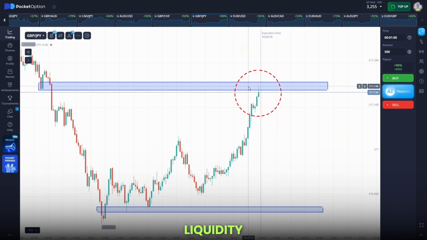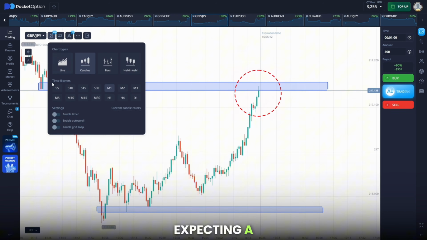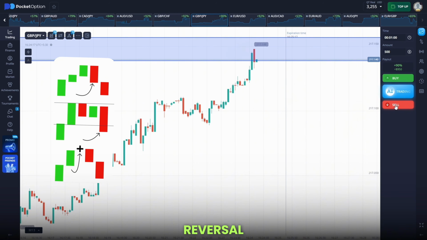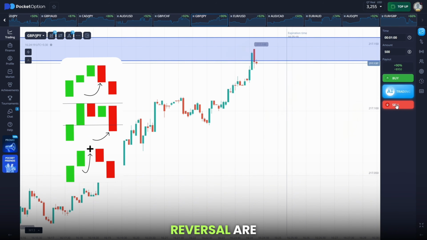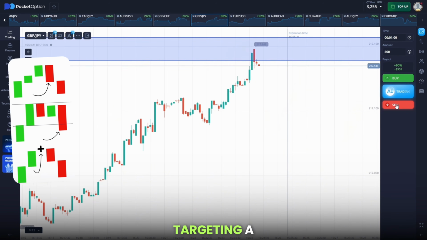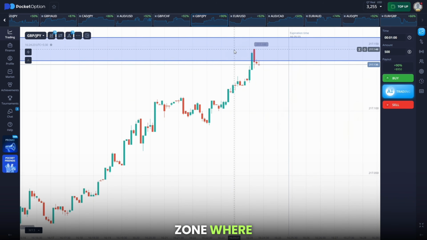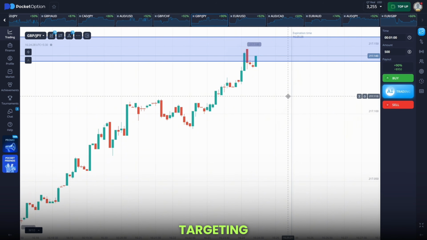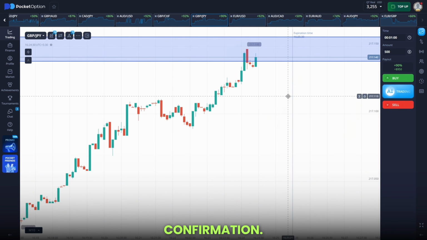Price hit the liquidity zone. Now I'm expecting a reversal. Let's open the 5-second chart. We need a strong bearish reversal pattern here. Chances of reversal are high here. I'm targeting a liquidity zone where most of the stop losses are available according to me. That's why I'm targeting reversal. Let's wait for a confirmation. I need a strong bearish reversal pattern here.